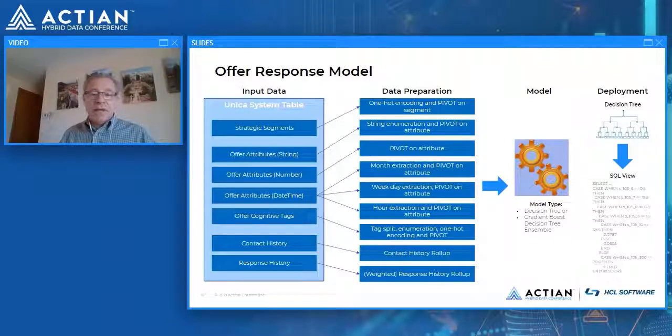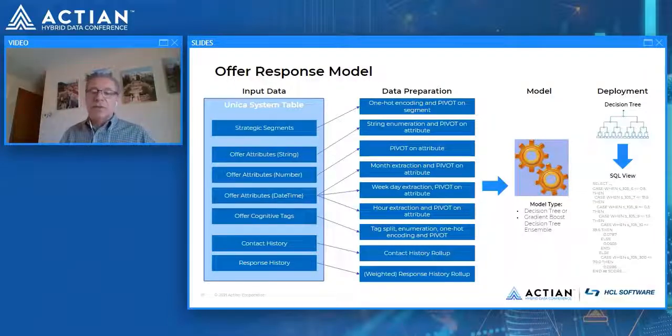For each type of data, we need to perform certain transformations. For strategic segments, because they're not mutually exclusive, we have to do one-hot encoding of segments and then pivot on the segment itself to create one record for each customer that contains all the segmentation logic. We need to enumerate strings as offer attributes, and then we can either pivot on attribute or also do one-hot encoding. For offer attributes, we can do pivot on attributes.